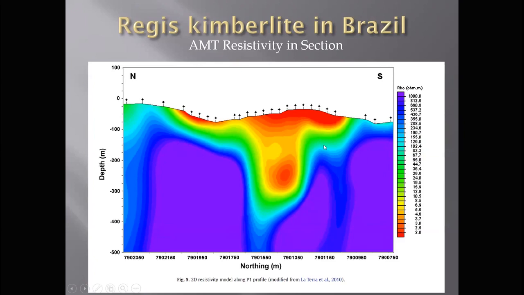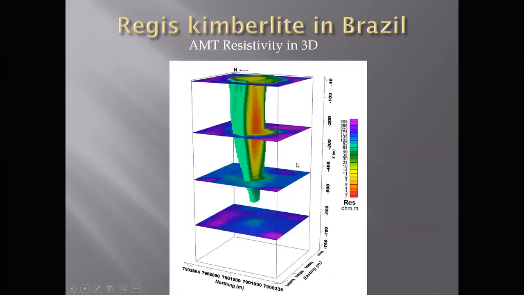So in other words, the kimberlite is more conductive than its surroundings. And that's what the Regis kimberlite looks like in section. But if you do multiple sections and you add them all together, you can do some very clever 3D modeling. And in fact, once you have it in this 3D shape, you can cut and slice and dice, just like you can with the other techniques I showed you in Boxy.